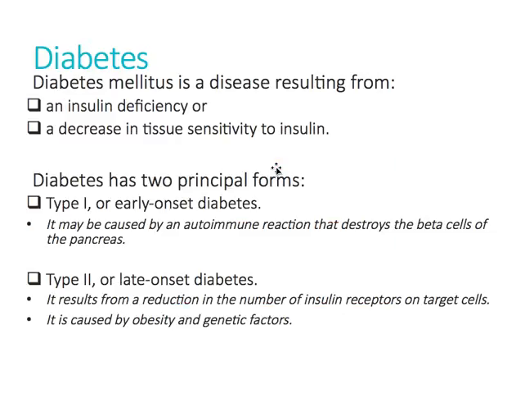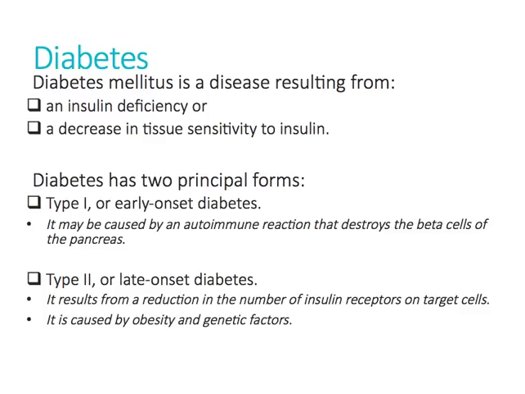Diabetes is a condition that results either from a deficiency of insulin or an inability for the tissue to recognize insulin. There are two typical forms. Type 1, or what has been called early onset diabetes, is typically caused by some type of autoimmune reaction that destroys the beta cells, which is what makes insulin in the pancreas. There's also type 2, which has been called late onset diabetes, and that's usually as a result of a reduction in the number of insulin receptors on their target cells.